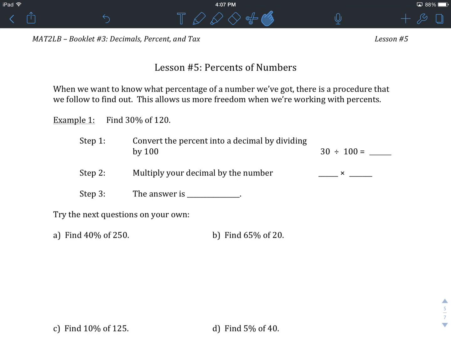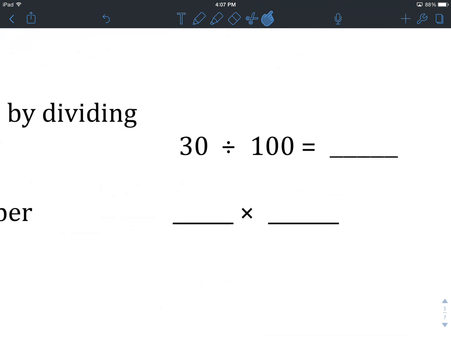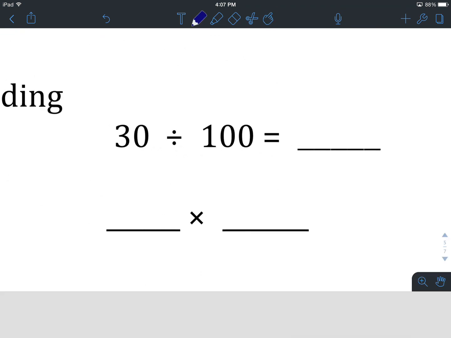So let's go to step number 1. Convert the percent into a decimal by dividing by 100. So this is a familiar step. We're going to take whatever our percentage number is, which is 30, divide it by 100, and that's going to give us 0.3.